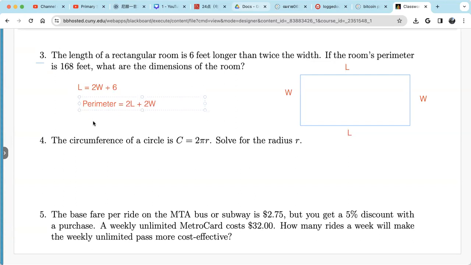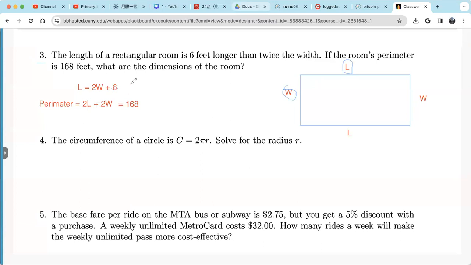Perimeter equals 2L plus 2W. And in this case, we know it's given as 168. So 2L plus 2W equals 168 feet. So what are the dimensions of the room? Which means we need to find the length and we need to find the width. So our goal is to find the length of the room and the width of the room.